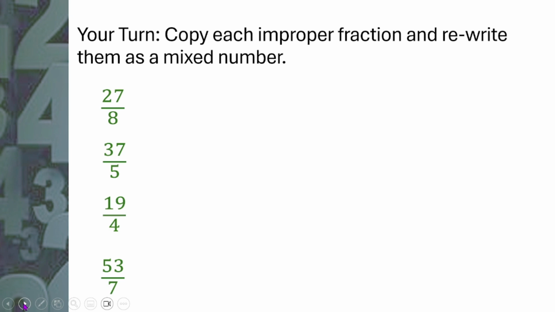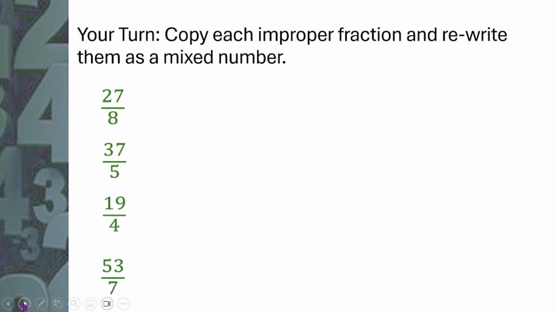Press pause now and give yourself plenty of time. When you're ready, press play. Okay, hopefully you're ready for the answers now, and if you are not, then please do remember to press pause, give yourself plenty of time to work through the remainder of the questions. In the meantime, we're going to talk about the answers on the screen.